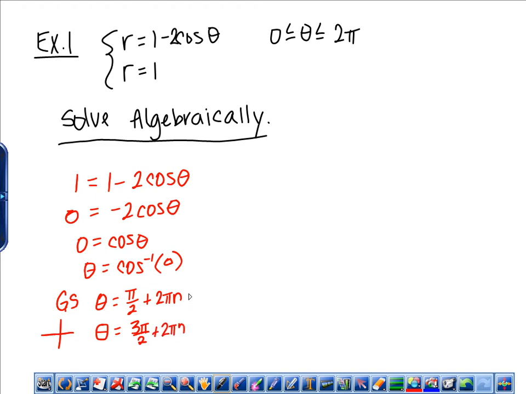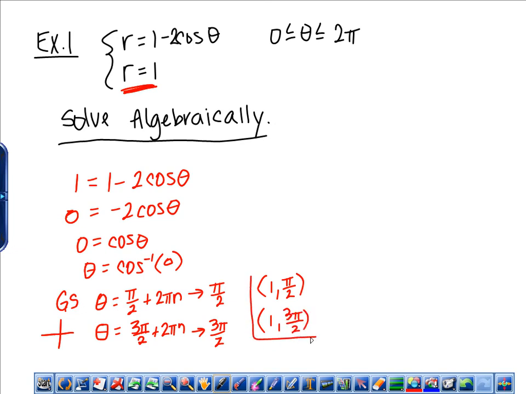Now, in the end, we didn't have to do that because I really only have 2 angles in the first revolution that work. So now I have my angles, and what I need to do next is find the radius. This one actually makes it easy for you because the radius is always 1. So one of my answers is going to be (1, pi over 2), and the other answer is going to be (1, 3 pi over 2).